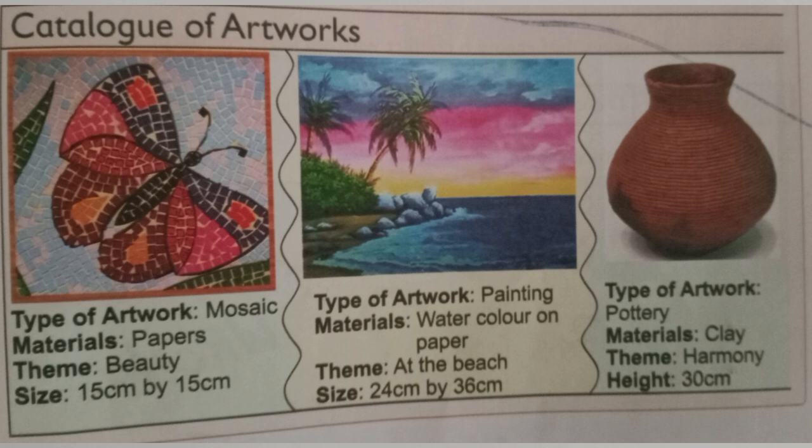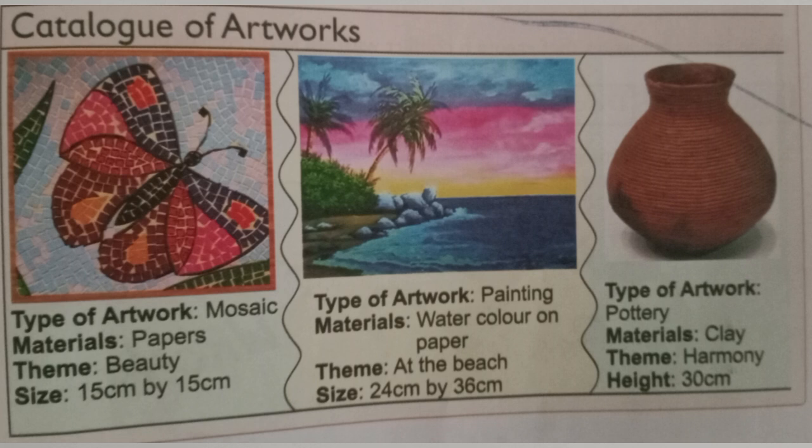The second part of the catalog is type of artwork is painting. Then the materials used is water color on paper. Then we have the theme at the beach. Then the size is 24 centimeters by 26 centimeters. And the last one is type of artwork is pottery. Then materials, we have clay. Theme, talking about harmony, and height is 30 centimeters.